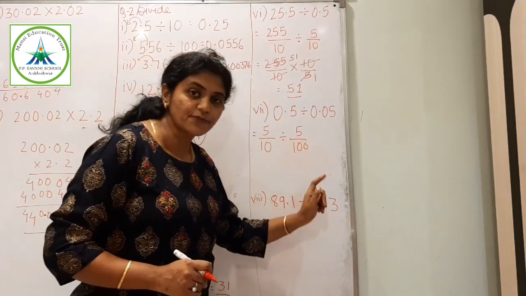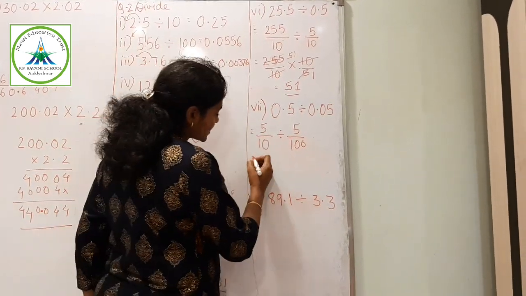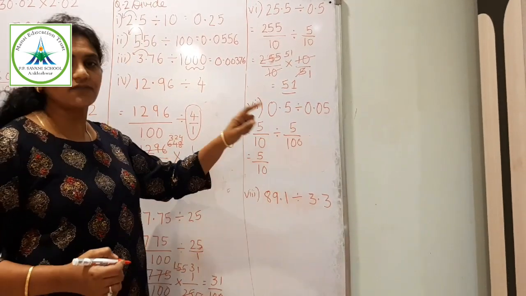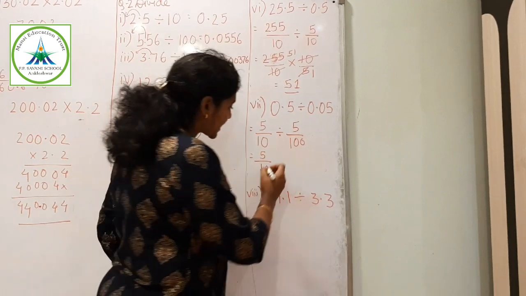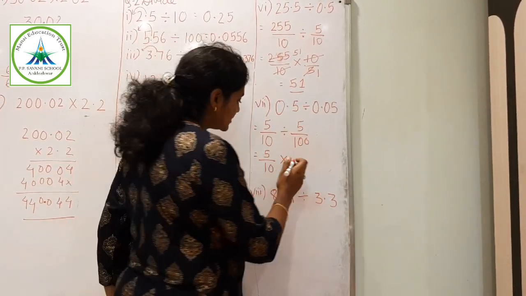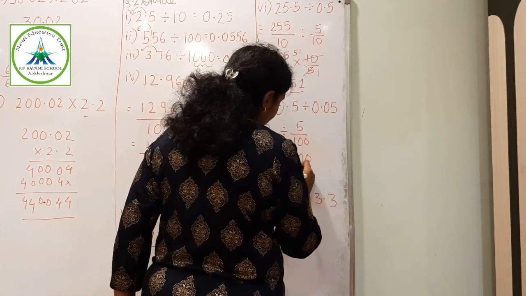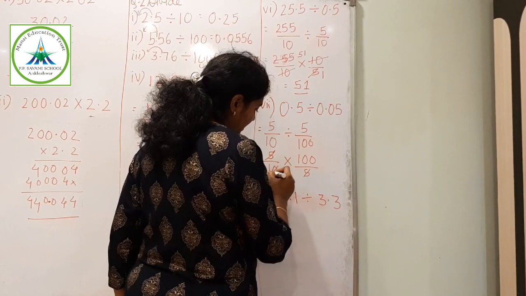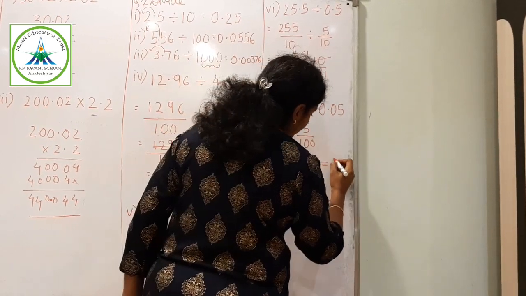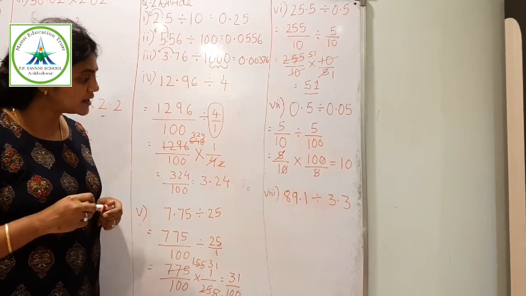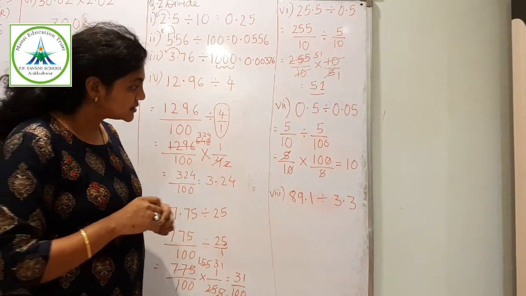Now it is a division of fractions. The first fraction will remain as it is. Division will be replaced by multiplication. Take the reciprocal of it. So this will be 100 by 5. 5 will get cancelled. This will be 10. Easy.